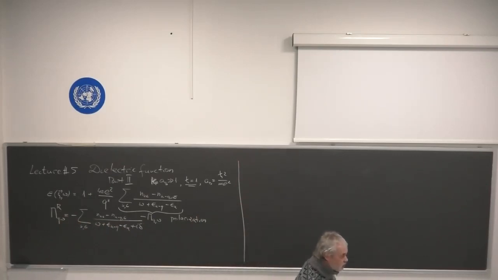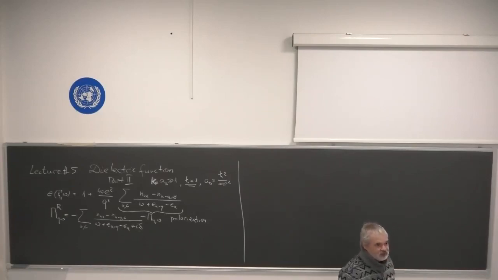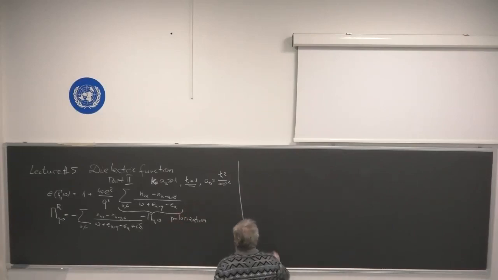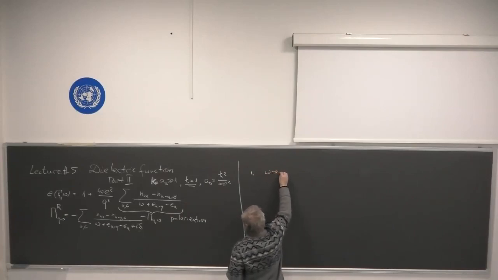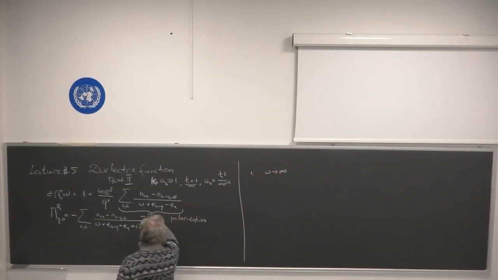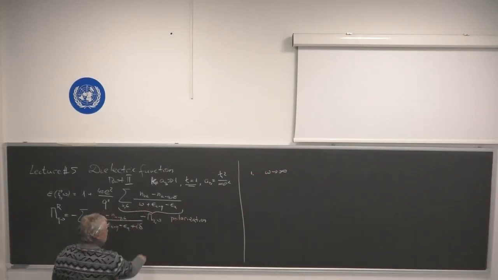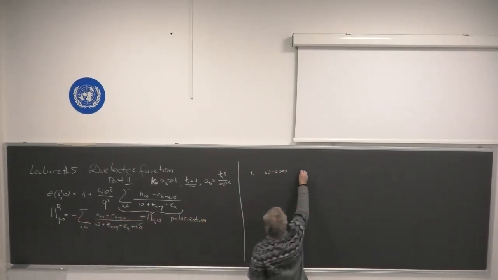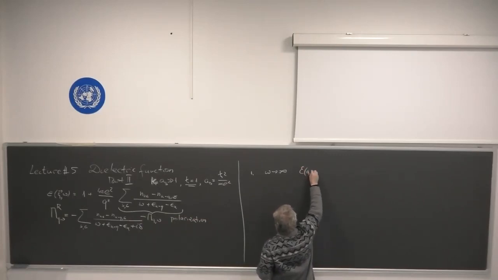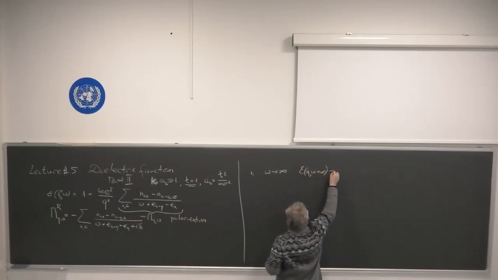We start with the obvious properties, then we come to less obvious properties, and then we come to not obvious properties at all. So the whole of today's lecture is devoted to discussion of either epsilon or P. So first properties of epsilon. Let's take the limit omega goes to infinity. You see, if omega goes to infinity, this term is gone, so polarization goes to 0, and therefore epsilon(q, omega) as omega goes to infinity approaches 1.